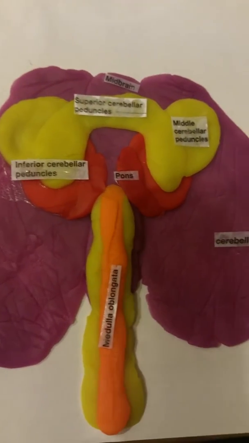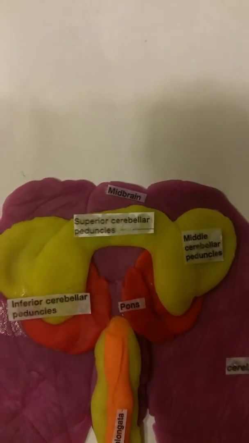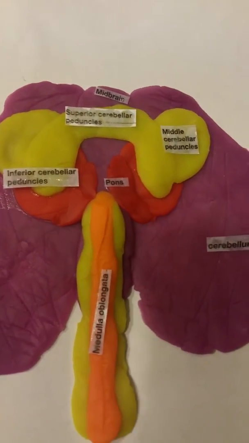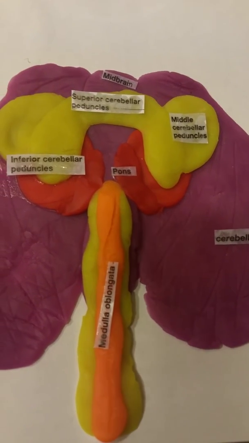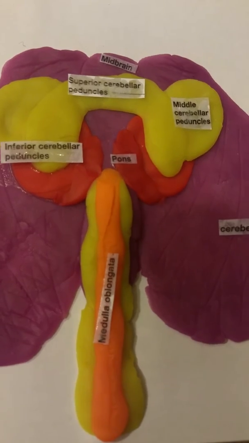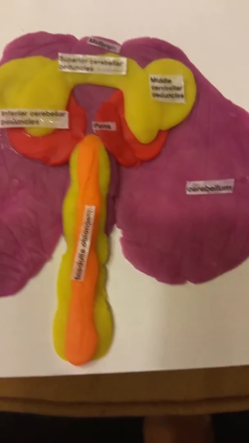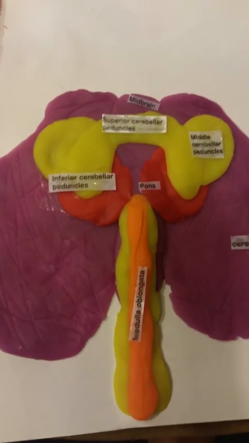And again, the pons, where we've got the midbrain, and then the pons, which runs down to and connects to the medulla oblongata. And that is the cerebellum and the pons.